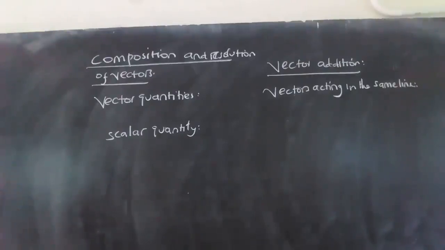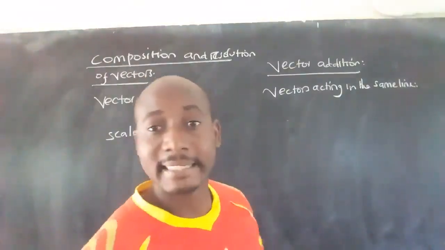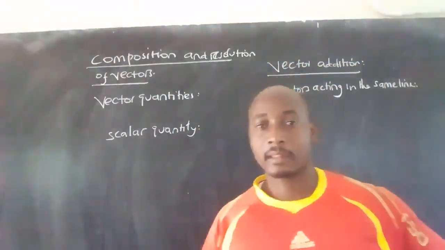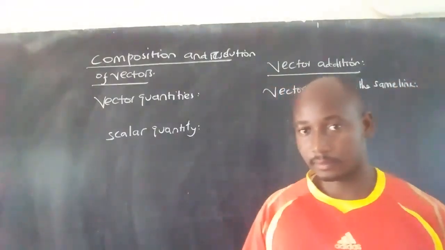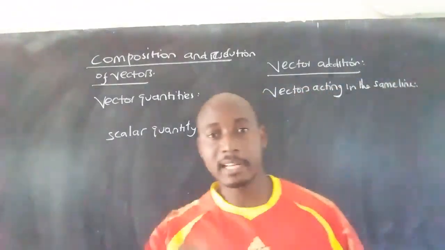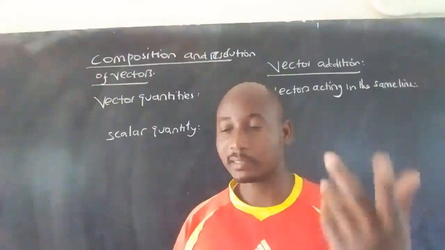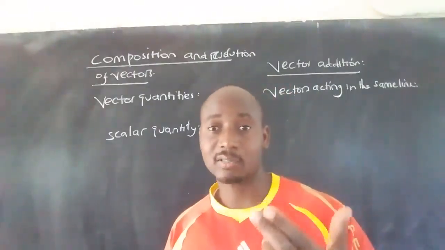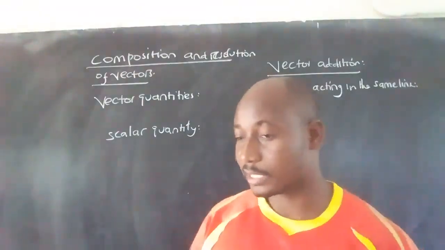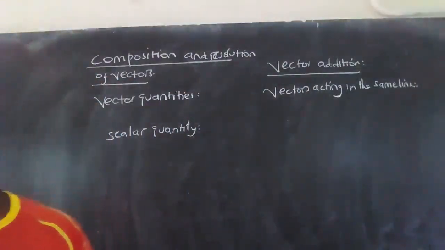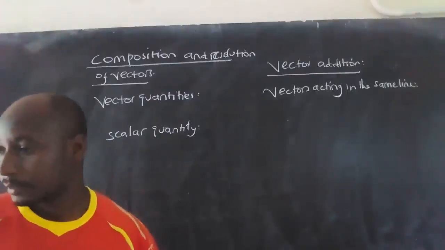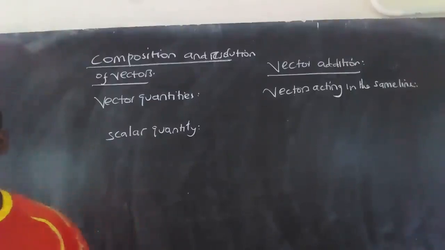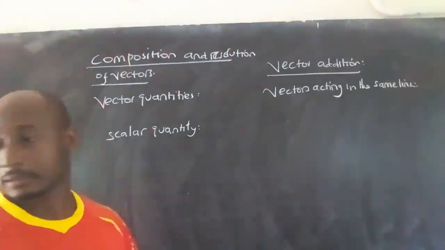Then we say resultant force is a single force which has the same effect on a body as two or more forces. So when you have more than two forces acting on the body and get the resultant, it is as if all those forces are acting on it. So the single force is what we call the resultant. Then if they are acting in the opposite direction, the resultant force is got by subtracting them.